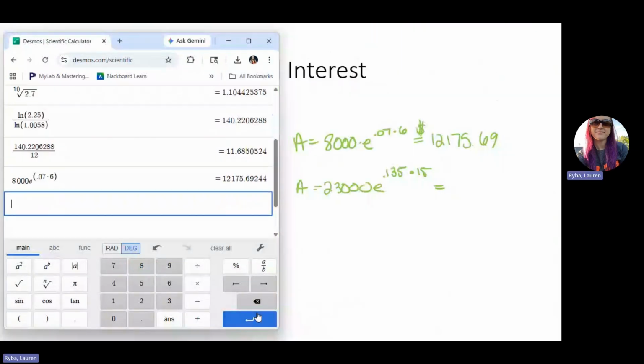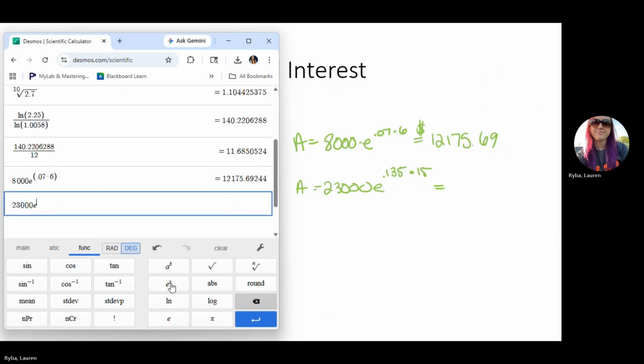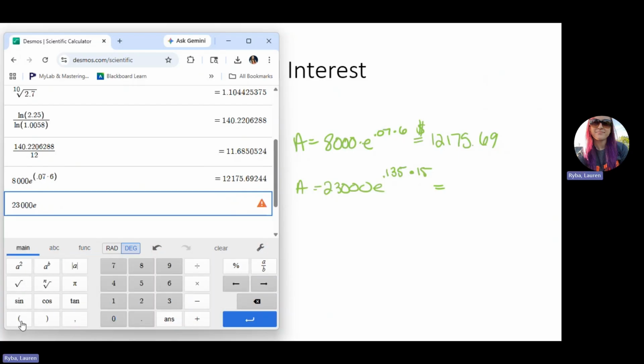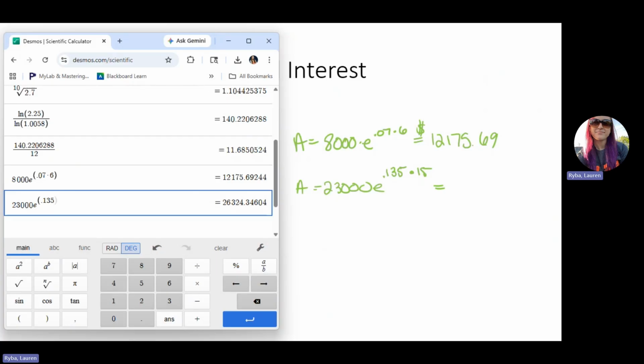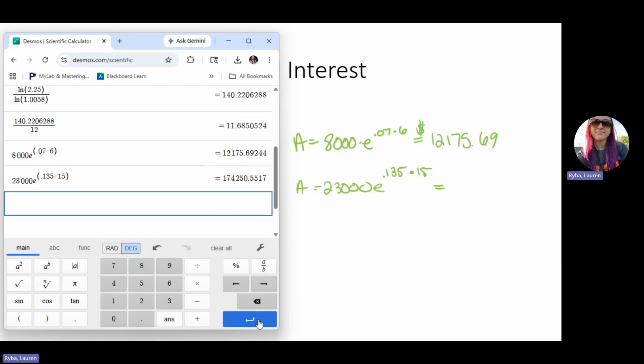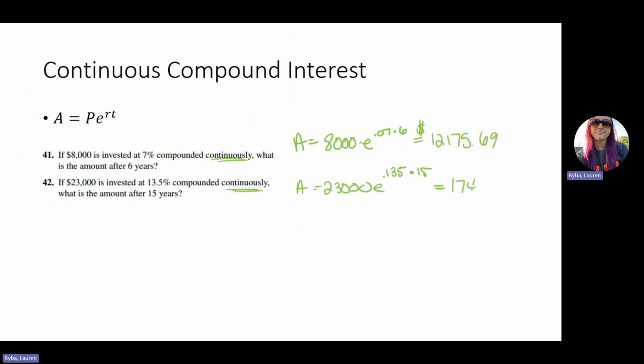There is no Desmos calculator for this one, just so you know. 23,000 times e to the 0.135 times 15. My $23,000 turned into $174,000. $174,000 15 years later. So 174,250, and it was 55 cents.